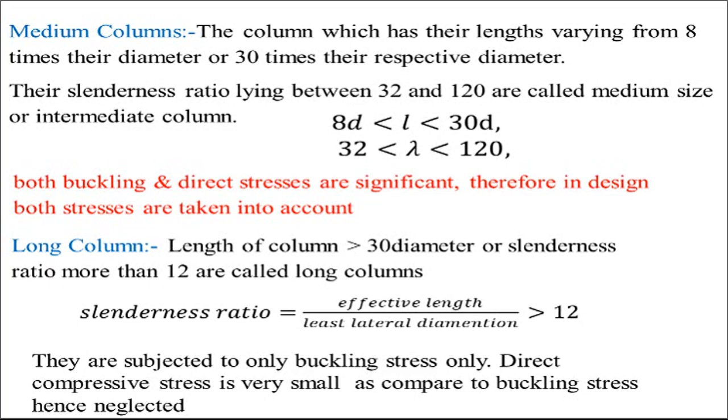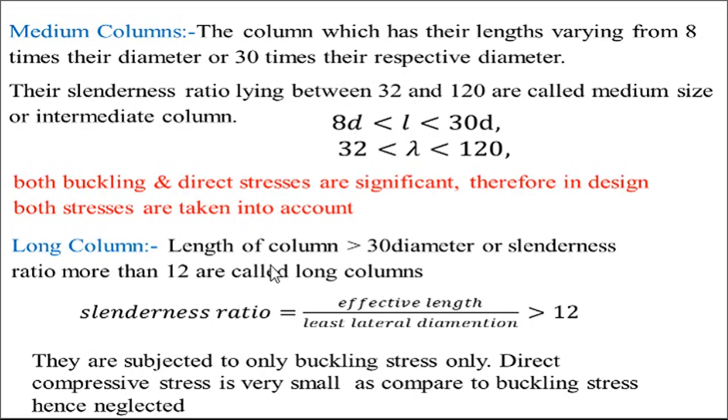Both buckling and direct stresses are significant here, and therefore in design both the stresses are taken into account. In the short column we only consider the direct compressive stresses, but in the medium column both stresses are important. The column may fail by both stresses: one is buckling stress, another is the direct compressive stress. So for the design of the medium column, both the stresses are considered.